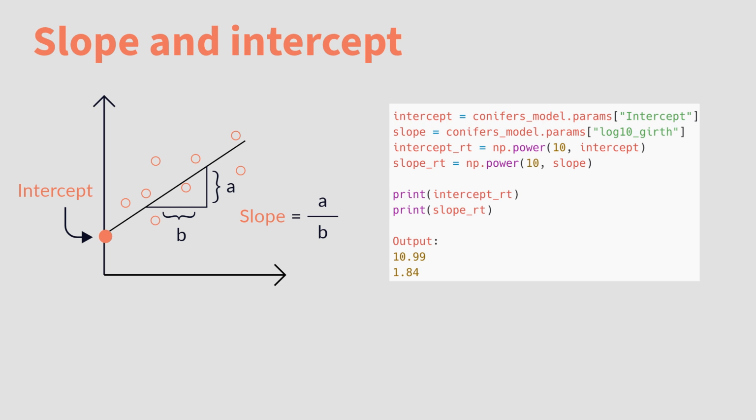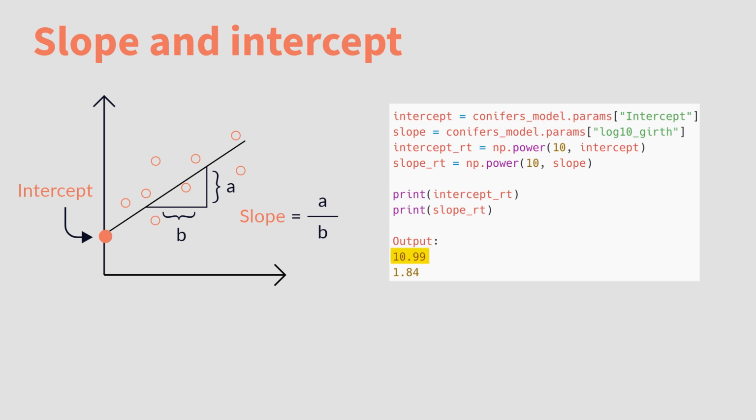Before I explain the relevance, we first need to back transform the heights and the girths since they were log transform values. For back transformation, we raise them to the power of 10 using the power function from the numpy package as shown here. The intercept is 10.99.